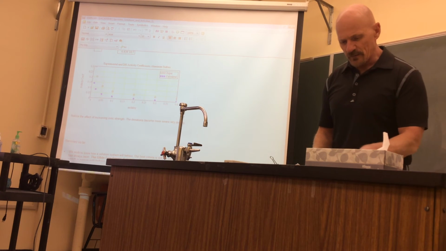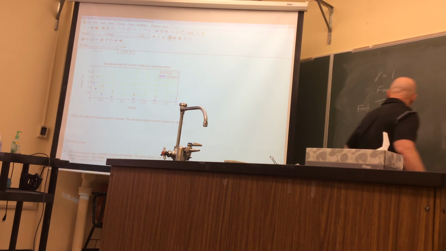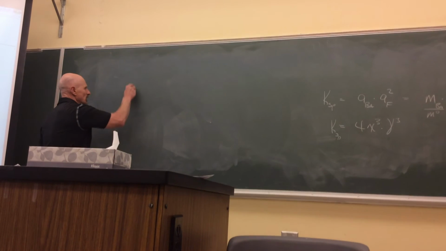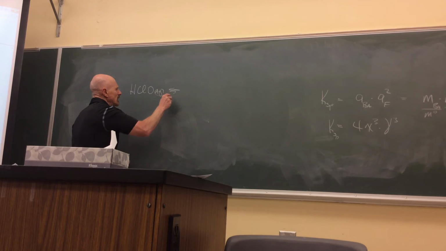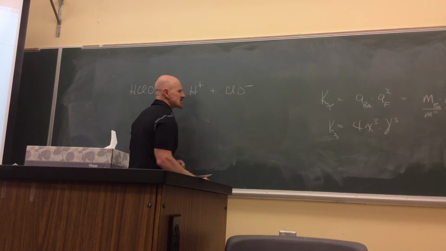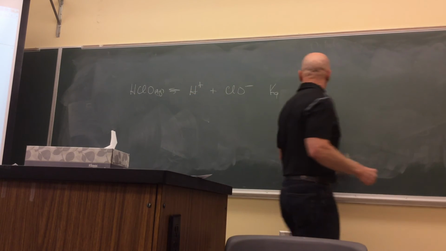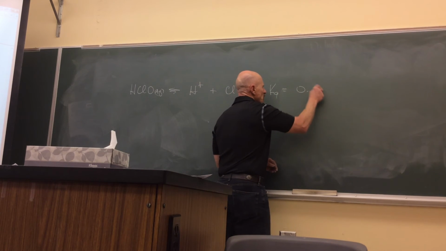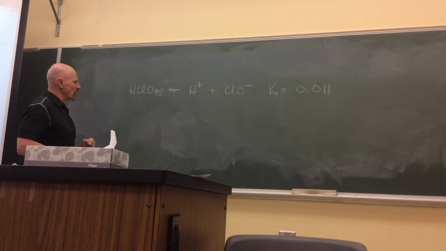Now what you are going to do is a weak acid solution. I've given you HClO, a weak acid. This is aqueous HClO in equilibrium with H plus and ClO minus, and this has a Ka provided of 0.011. So a pretty strong acid. Well, we're going to go through the same procedure. Let me get you started on this.